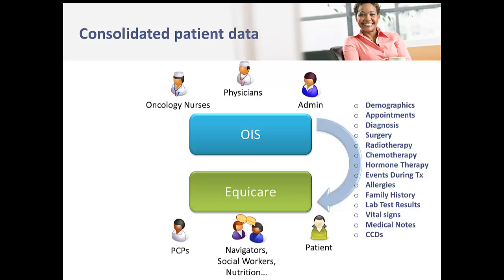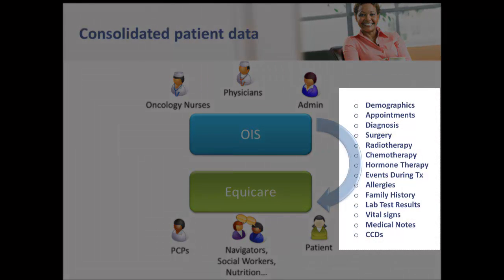We automatically build and maintain a consolidated patient record by pulling together patient data from one system or from multiple systems if you've got more than one. And this isn't just a one-time feed, but it's kept up on an ongoing basis as the patient progresses through treatment. So you can see on the right, we've got a number of functional areas where we can exchange data. This includes things like demographics, appointments coming out of your scheduling system, and the patient's diagnosis. It also includes more complex types of data like the chemotherapy, the hormone therapy, or the radiation treatment details.